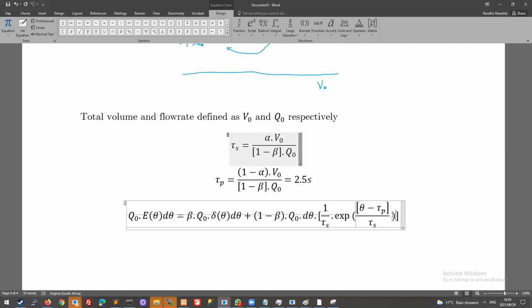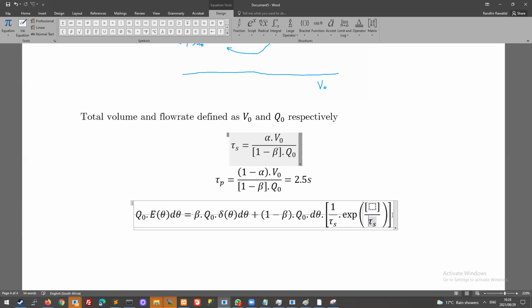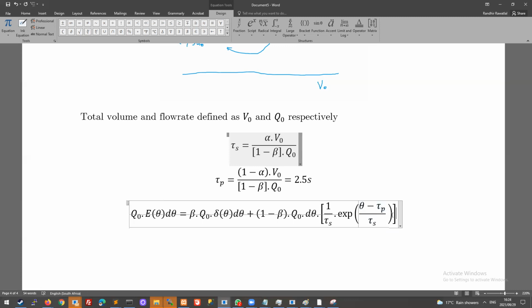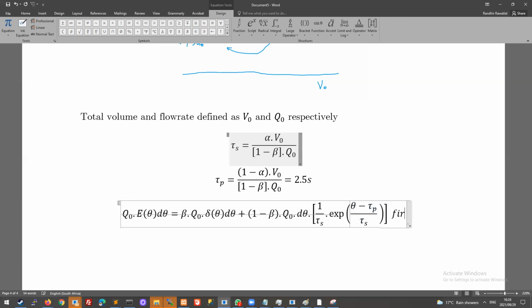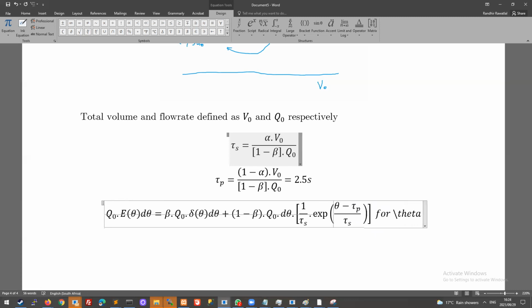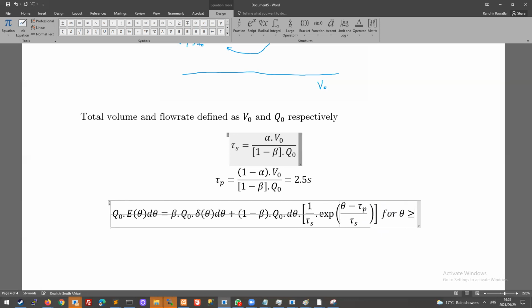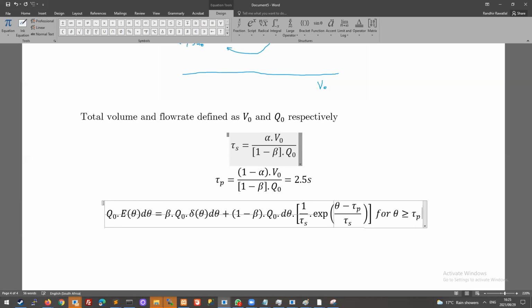Right, so please do work through this in the lectures. Understand about this plug flow in series with CSTR. So this is the equation for theta greater than or equal to tau p.